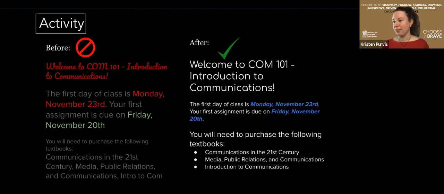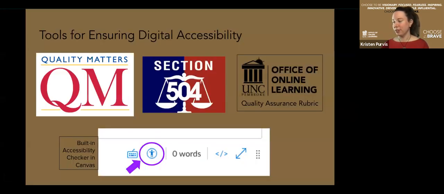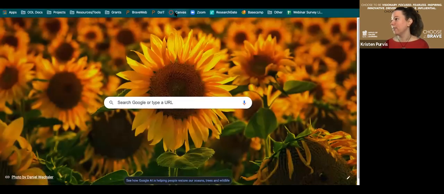So now we'll take a look at the tools you can use to make sure your course is digitally accessible. There's the Quality Matters rubric, which is available for free. There's section 504, which Vanessa and Debbie can explain in more detail if you're interested. The Office of Online Learning has put together a quality assurance rubric that we use to do course reviews whenever faculty submit them or complete the COTE course that we've put together. And then there's also the built-in accessibility checker in Canvas, which let's take a look at that now.